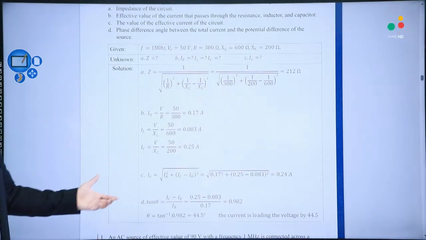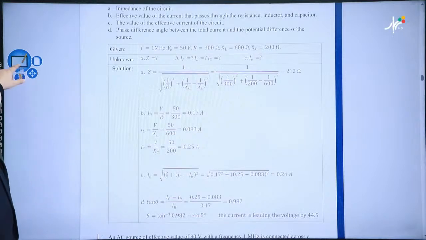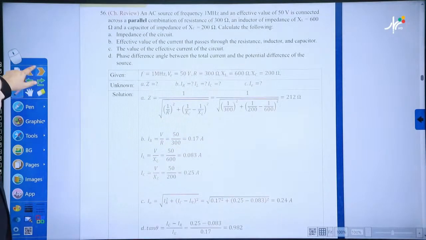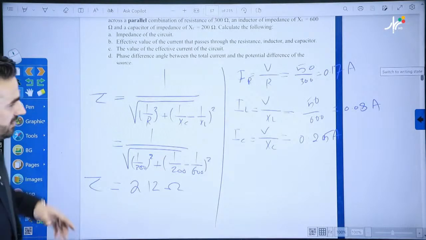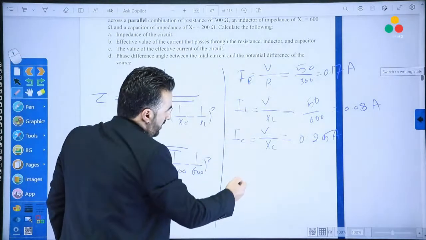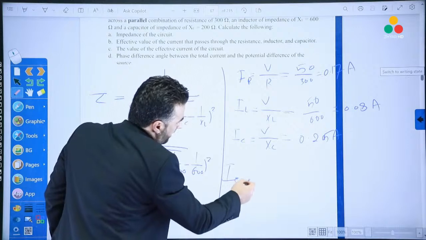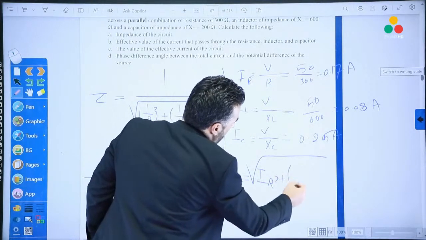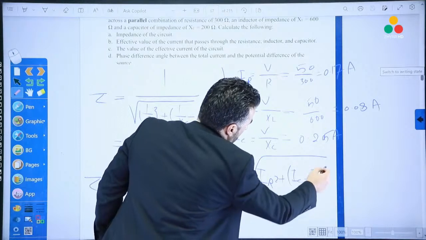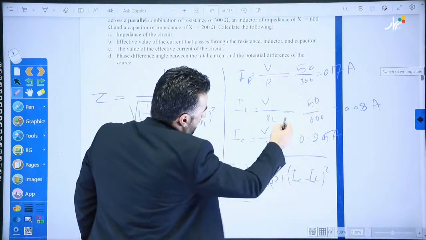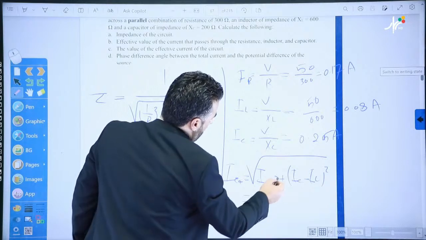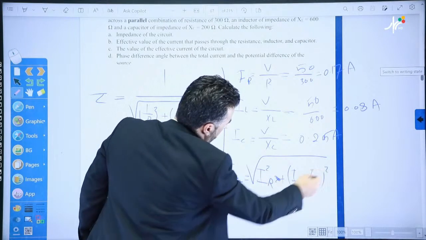So how do you find the effective current of the circuit? Finding the effective current of the circuit is the same as finding the total current of the circuit. So finding the effective is easy enough. Let's just go ahead and do this one. We have all the information that we need. So we can say I effective total is the square root of IR squared plus IC minus IL, and then of course squared. You do the math, or plug these numbers in, and you'll be able to find the answer here. But this square root should be here.